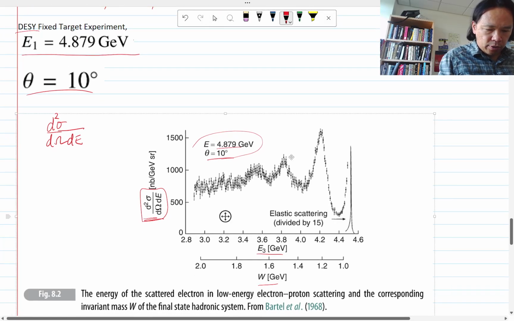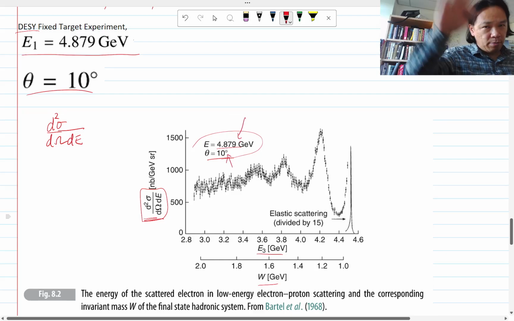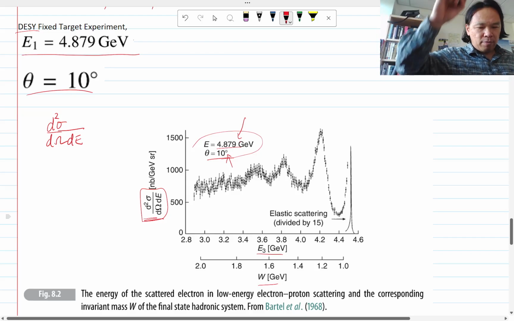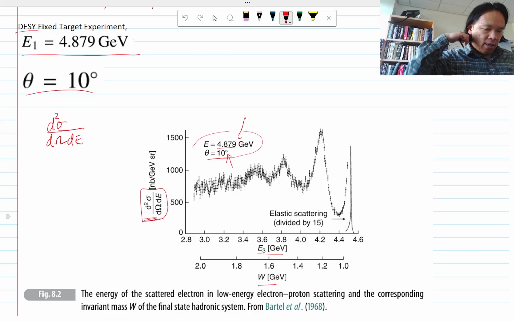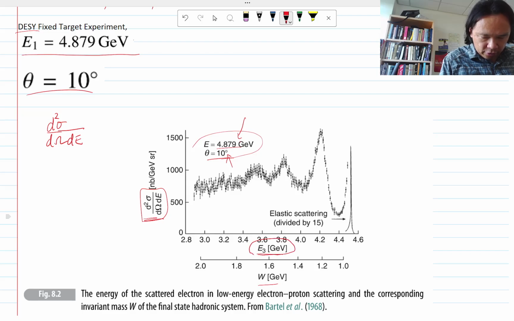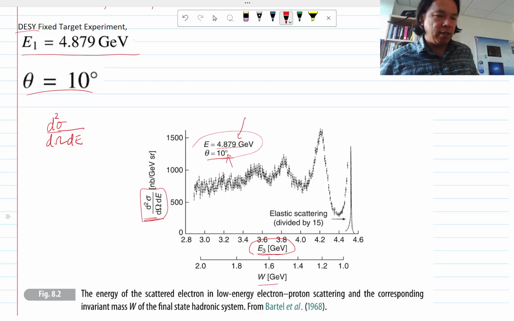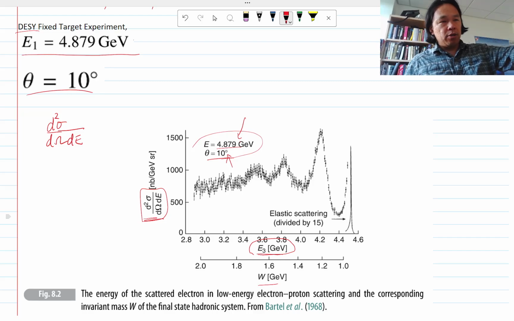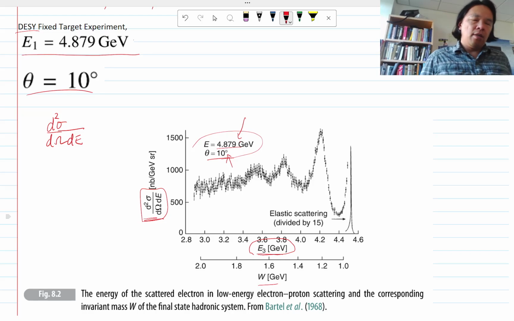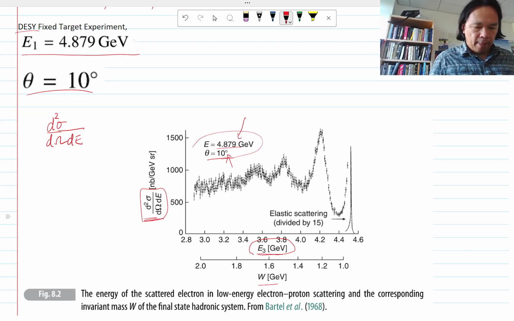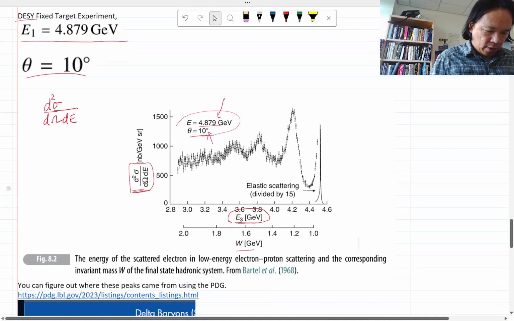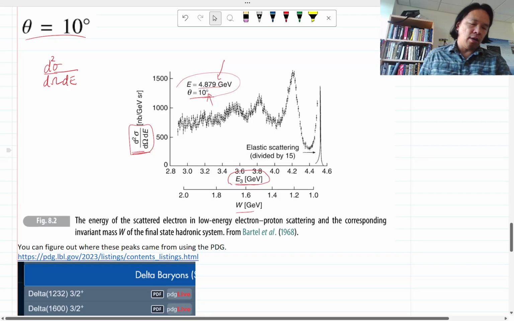Okay, where they measure this at one particular beam energy, and they put the detector at a particular angle, and then they just measure the rate as a function of the outgoing electron's energy. That tells you how much energy was actually deposited into the proton. Okay. And there's some interesting structure here, and that's why I really like that Thomson brought this up.